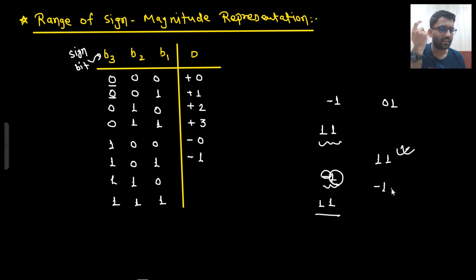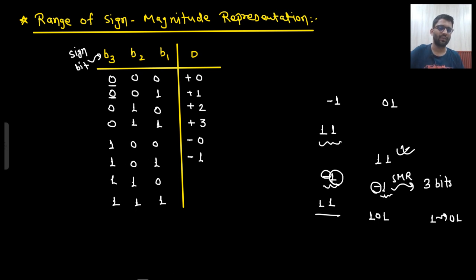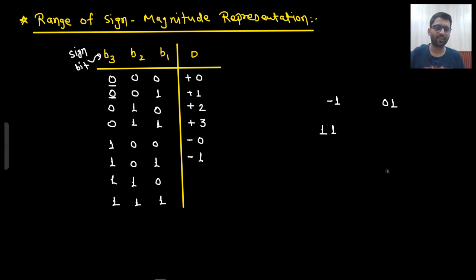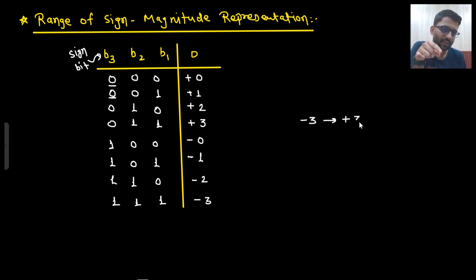If I am saying represent minus 1 in signed magnitude representation but in 3 bits, so 1 bit will be of sign, and what about the other 2 bits? The other 2 bits will be used for 1. So how will you write 1 in 2 bits? 0 1. So 1 0 1. So this is what you will get. And what will this denote? Minus 2. And what will this denote? Minus 3. So what all numbers are you having? Minus 3 to plus 3.